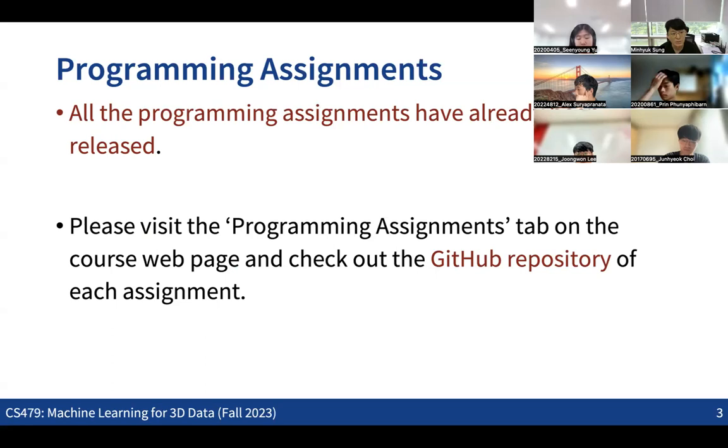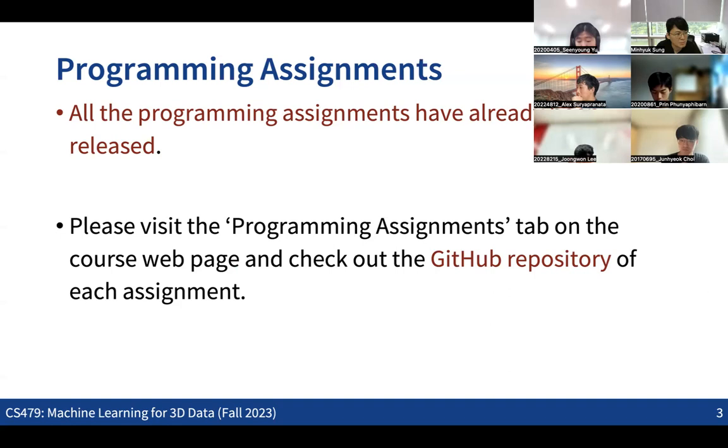You can also check out the instructions for each programming assignment, what you need to do and what you need to submit, and the deadlines for each assignment. So please check this out.